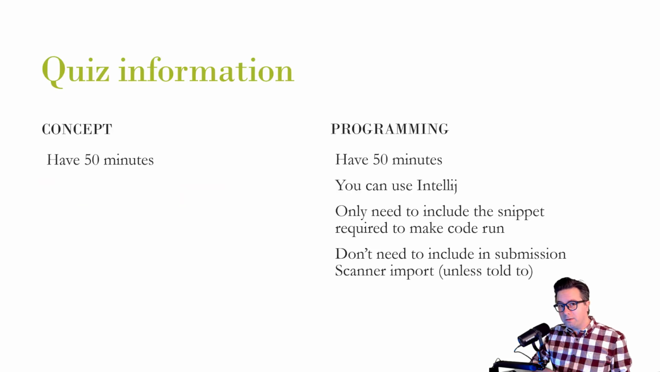Now, remember, quizzes are broken up into two different parts. We have the concept quizzes and we have the programming quizzes. For this module, you have both a concept quiz and a programming quiz. You'll have 50 minutes to do both of them. You have to use Unlock for both of them. The concept quiz you do at home, the programming quiz you do in class on that designated Wednesday. You have the class time period to do it.